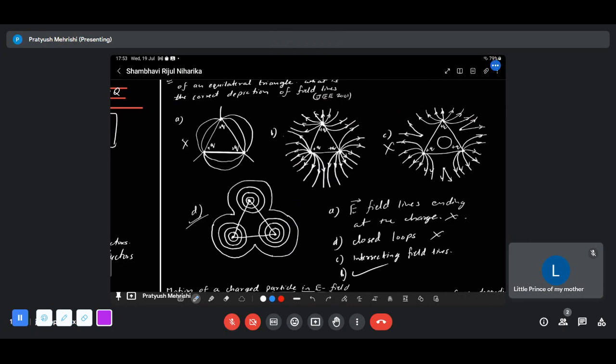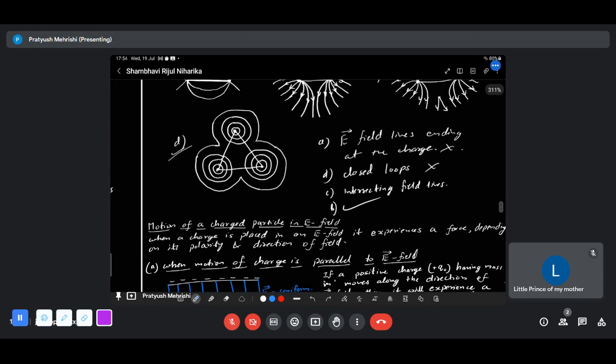In option C also, they are intersecting and they are forming a closed loop at the center, which is not possible. In option A, they are starting from positive and ending at positive, which is not possible. Only option B is remaining, which is correct.